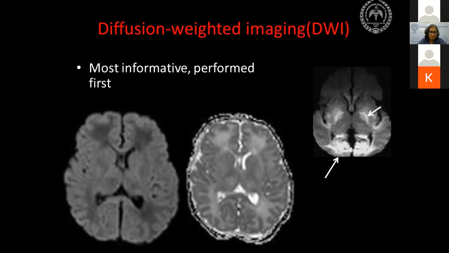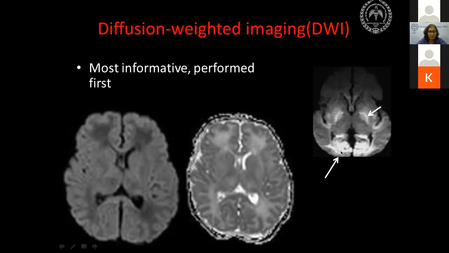This is a normal scan in a term neonate, and this is what the diffusion-weighted image would look like, and this is the ADC map. This is in a neonate with hypoxic ischemic encephalopathy, showing areas of diffusion restriction in the basal ganglia and in the parieto-occipital cortex.